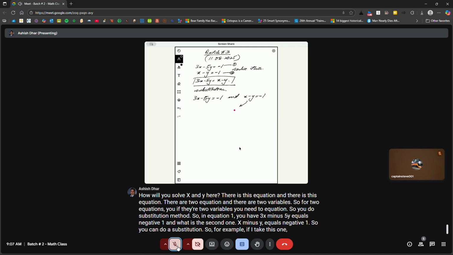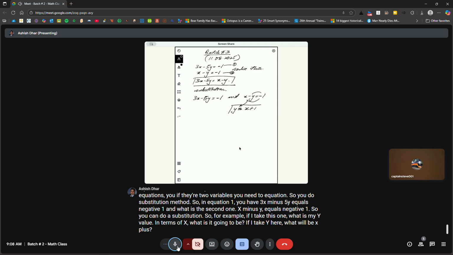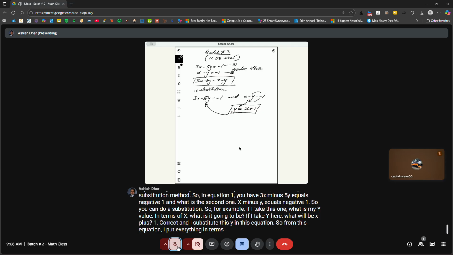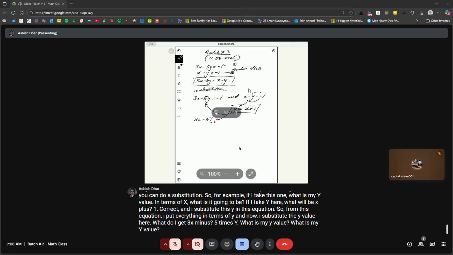For example, if I take this one, what is my y value in terms of x? If I take y here, it will be x plus 1, correct? And I substitute this y in this equation. So from this equation, I put everything in terms of y, and now I substitute the y value here. What do I get? 3x minus 5 times y. What is my y value? x plus 1 equals -1, correct?